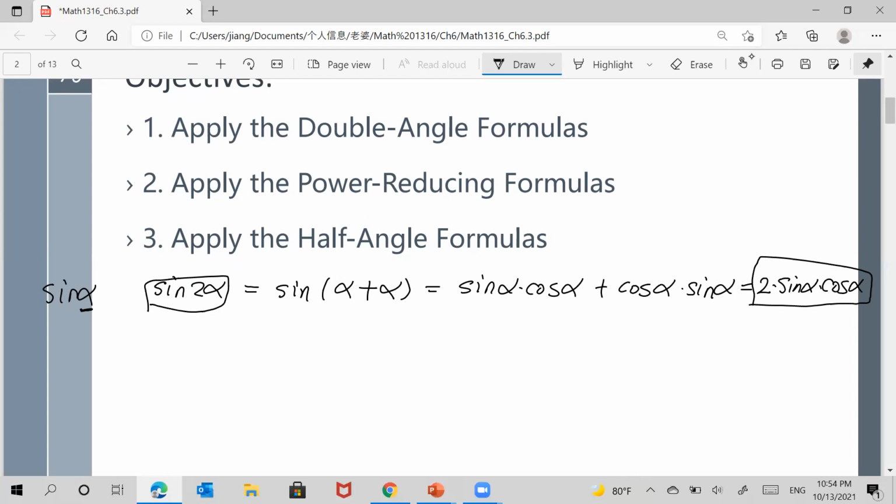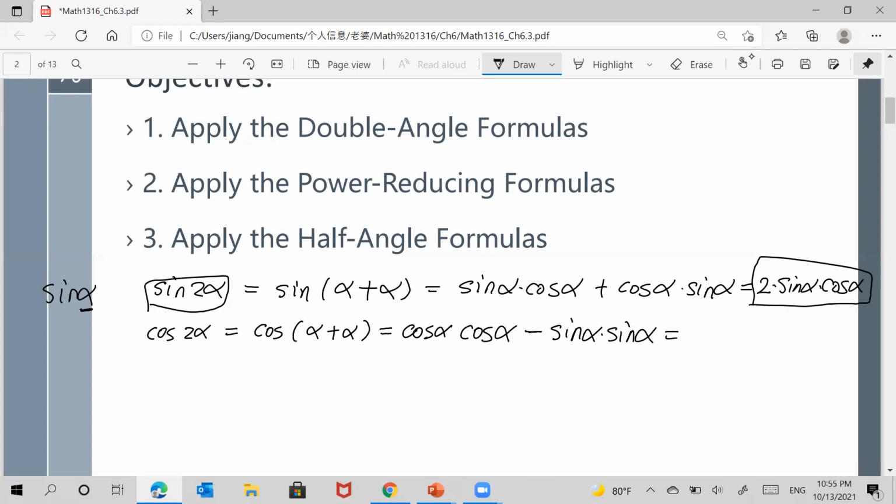How about cosine 2 alpha? For cosine 2 alpha, use the cosine formula. This equals cosine of alpha plus alpha, which equals cosine alpha times cosine alpha again, and then minus sine alpha times sine alpha. So this is cosine alpha squared, and this is sine alpha squared.